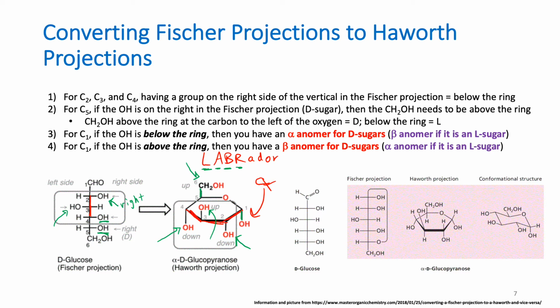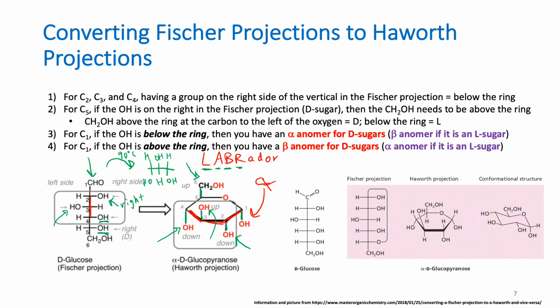It works. It's classic. Another way students have found to be a fruitful exercise in determining this is to take this Fisher projection and turn it 90 degrees. Now, if you were to turn it 90 degrees, notice that carbons 2 through 4 look like this. And carbon 4. And do you see how that's exactly how the ring is? OH down, OH up, OH down. So it's the same thing.